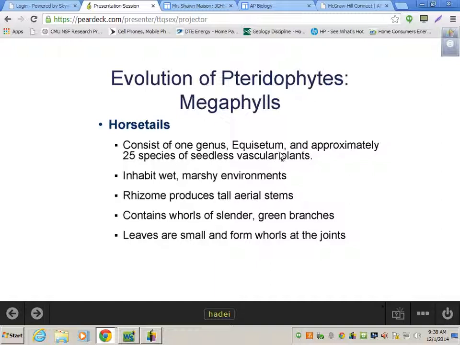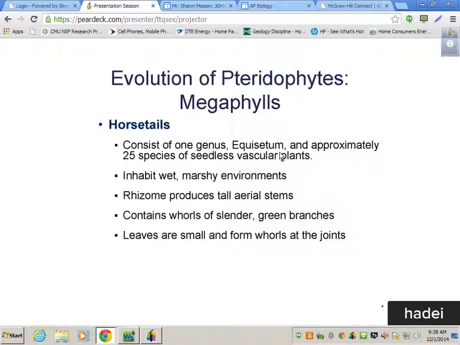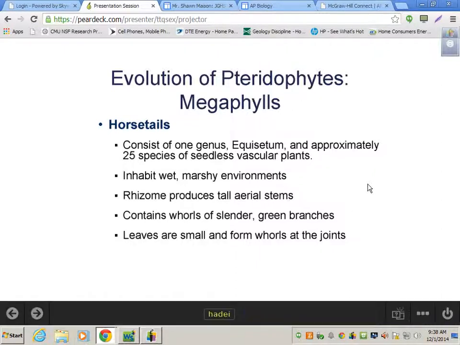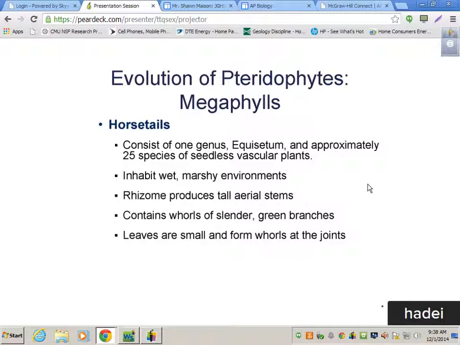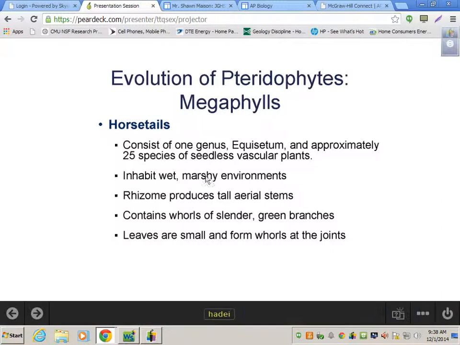So they consist of one genus, the Equisetum, and approximately 25 species of seedless vascular plants. They inhabit wet, marshy environments. So we find these if you go down to the beach, who has seen these on the edge of the bay? You guys probably don't even know what I'm talking about, but they're these skinny things. They have little sections, and if you grab hold of them, they're really rough. If you have to pull them out, they might actually hurt your hand if you didn't grab hold of them tight enough.